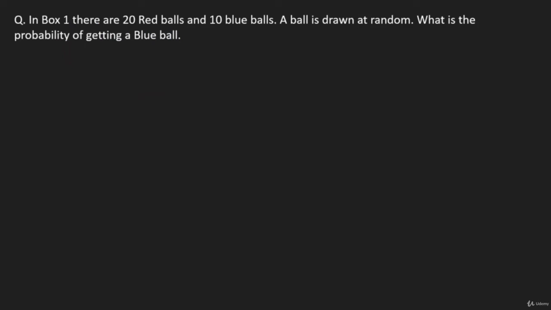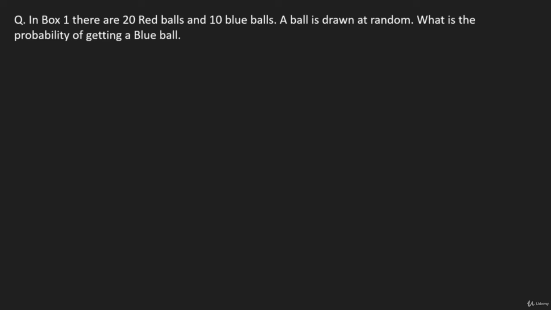Let's do this question. In box 1, there are 20 red balls and 10 blue balls. A ball is drawn at random. What is the probability of getting a blue ball? Alright, pause the video, give it a try, and then let's do it together.